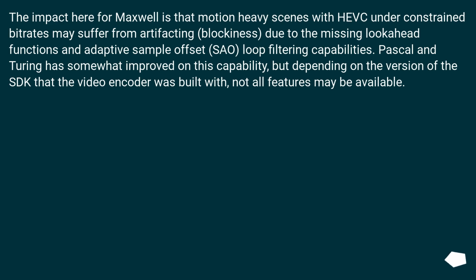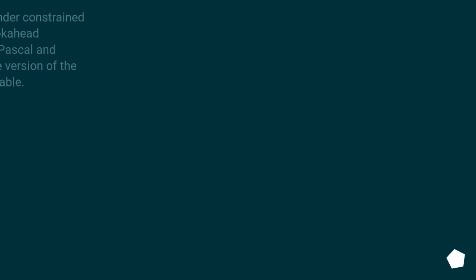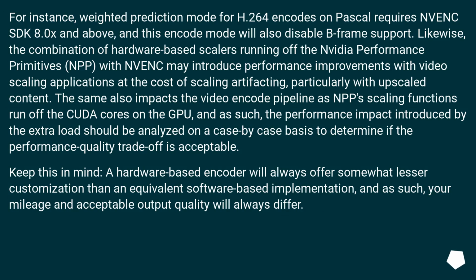Pascal and Turing have somewhat improved on this capability, but depending on the version of the SDK that the video encoder was built with, not all features may be available. For instance, weighted prediction mode for H.264 encodes on Pascal requires nvenc SDK 8.0 and above, and this encode mode will also disable B-frame support.